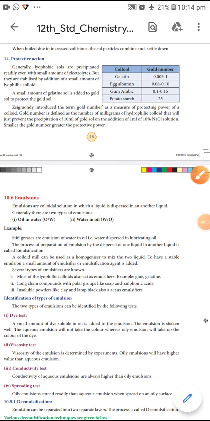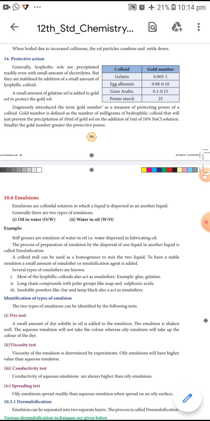Good afternoon, children. Today let us learn protective action: how to protect gold sol. Generally, lyophobic sols are precipitated readily even with a small amount of electrolyte, but they are stabilized by the addition of a small amount of lyophilic colloid. So lyophobic sols are protected by the addition of a small amount of lyophilic colloid.